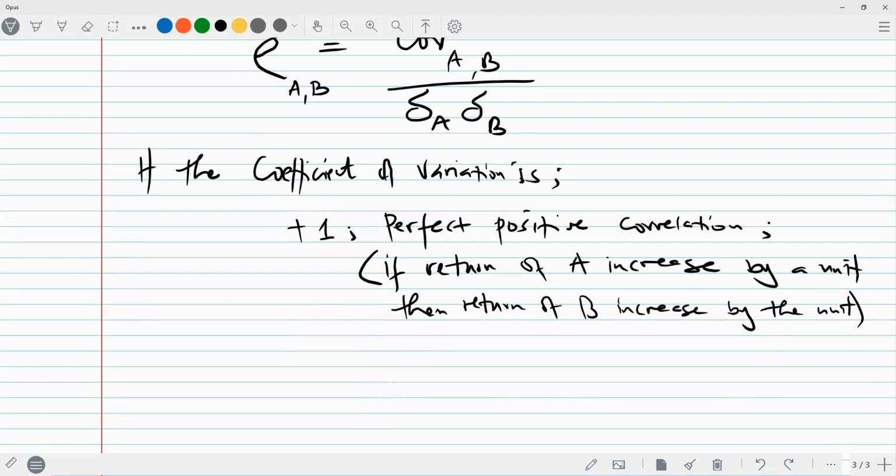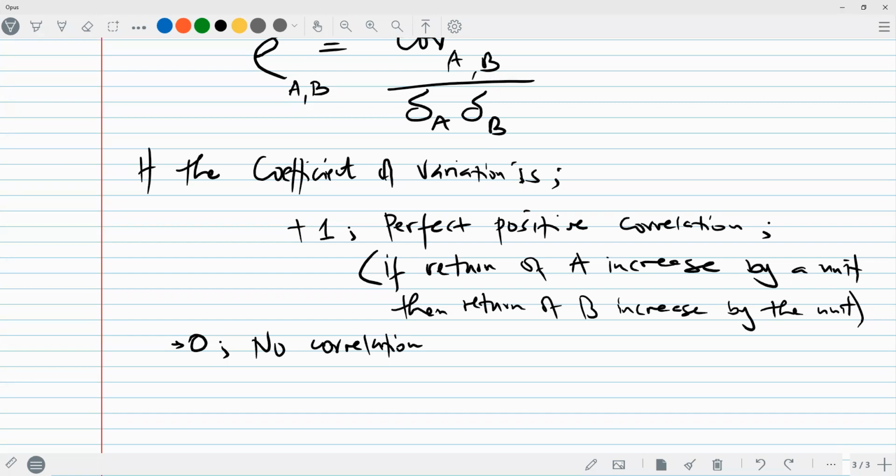If we get 0, it is called no correlation. There's no correlation between the return of A and the return of B. Therefore, if A increases, you can't tell how B is going to behave based on how A is behaving, in short.